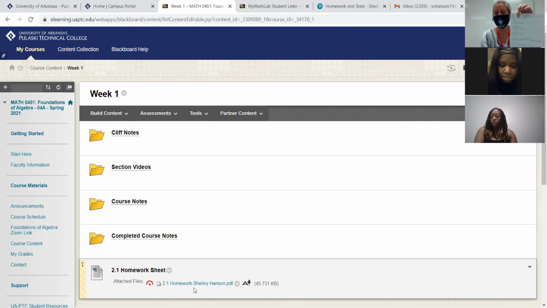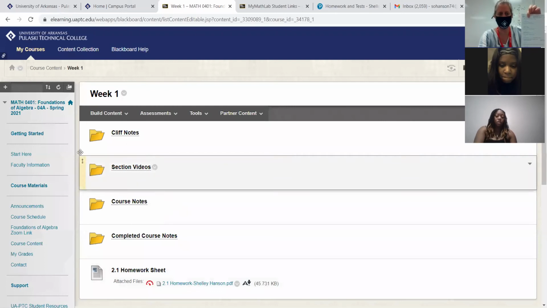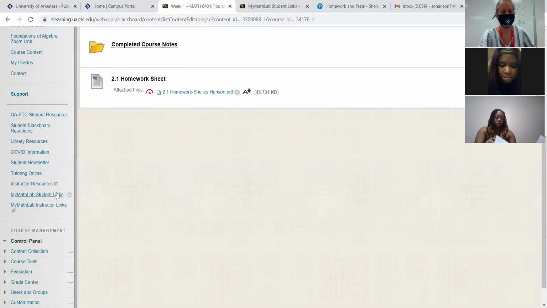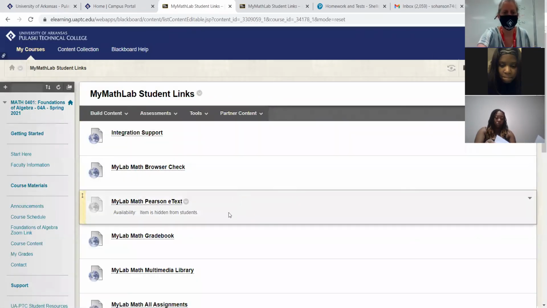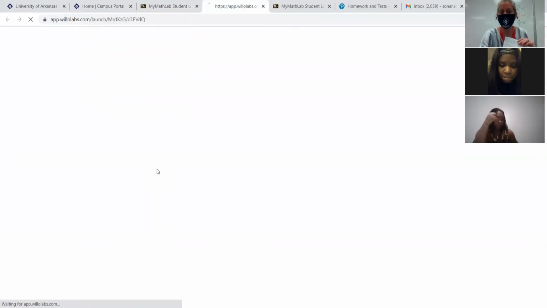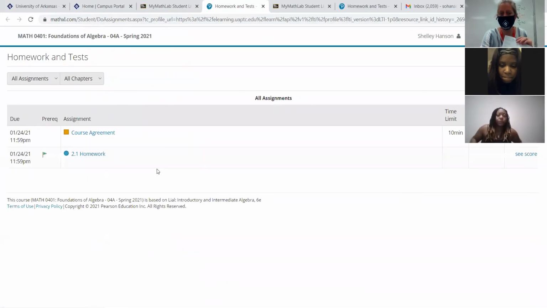Then when you go to do your homework, which is in Blackboard also, you go to Math Lab Student Links. Then the next thing you would click on is MyLab Math All Assignments. Every assignment you're going to turn in this entire semester is going to be here. The due date will be right here. The assignments will be here.